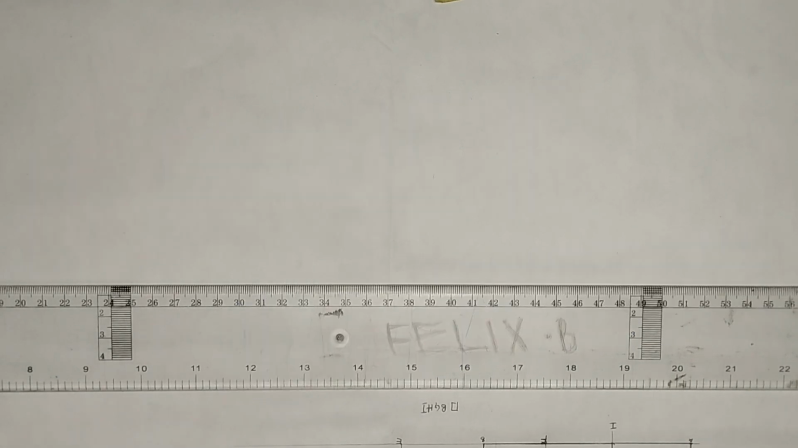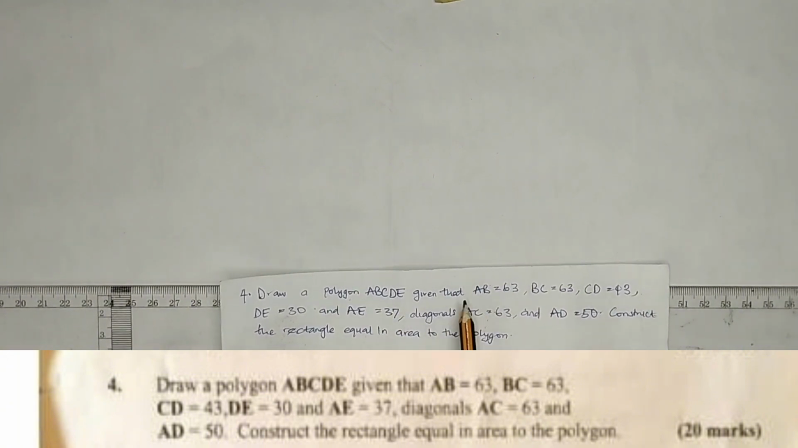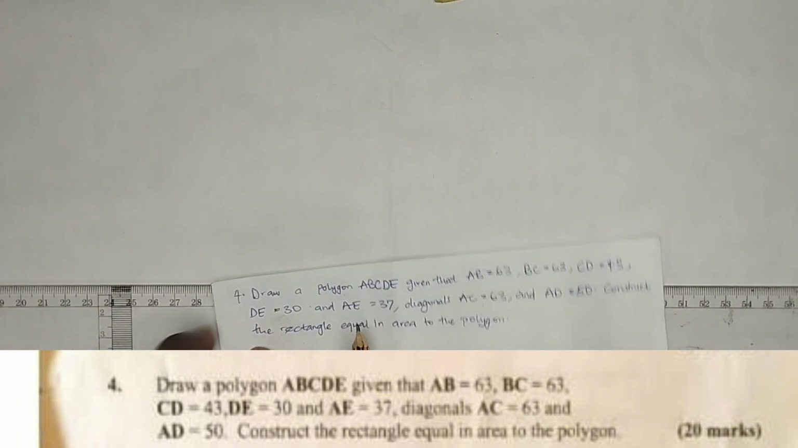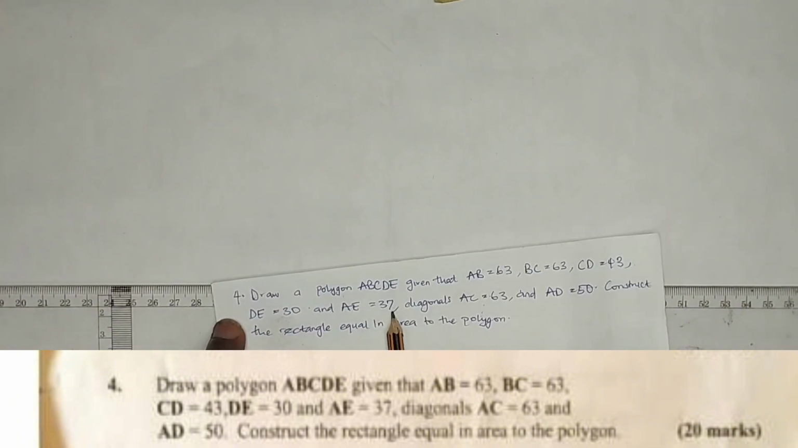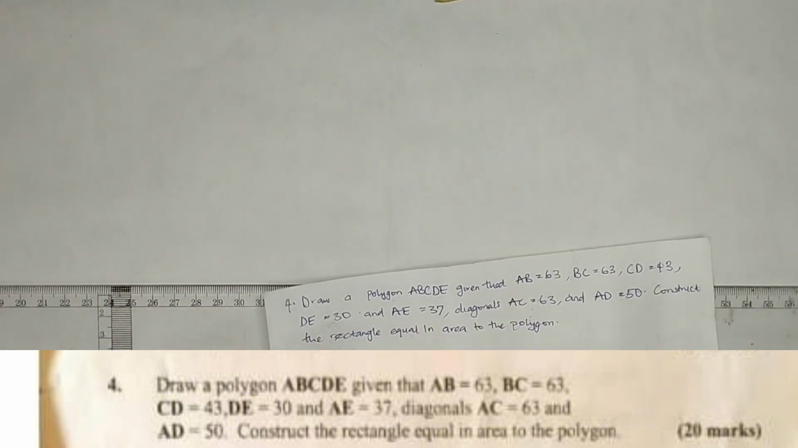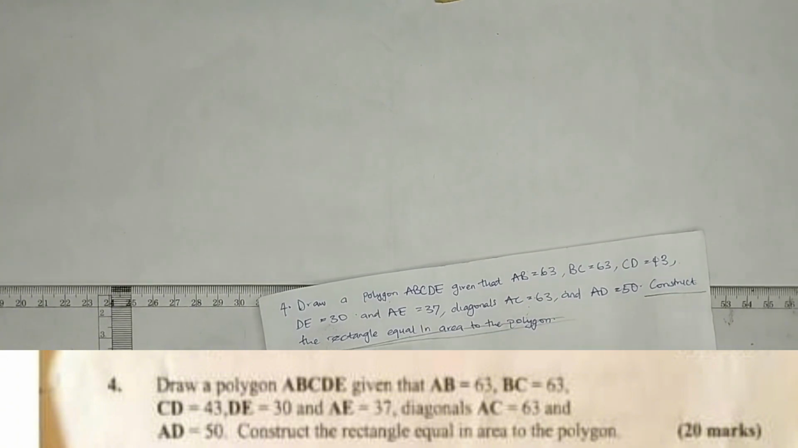In this video, we have been given the question to draw a polygon ABCDE, given that AB is equal to 63 millimeters, BC 63, CD 43, DE 30, AE is equal to 37 millimeters, and the diagonals AC 63, AD 50. Construct a rectangle. This is the main question. Construct the rectangle equal in area to the polygon.